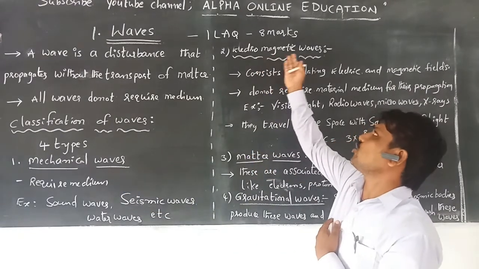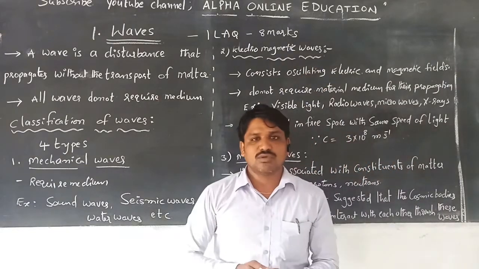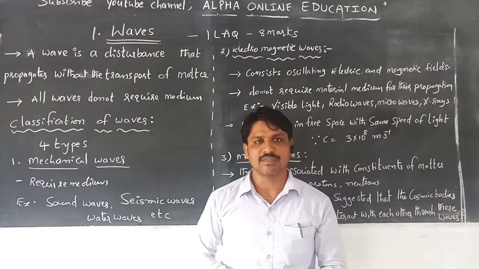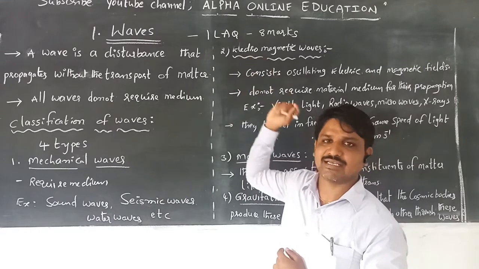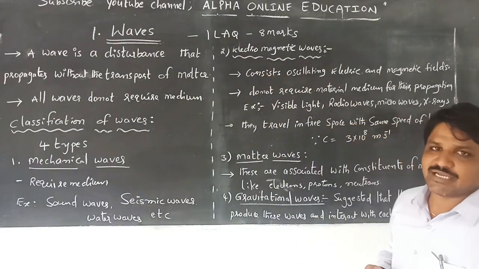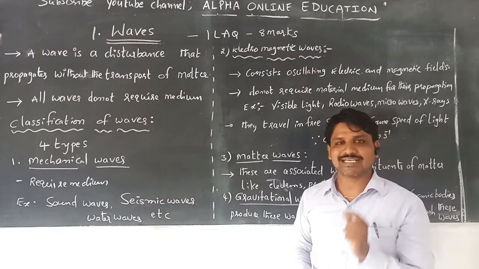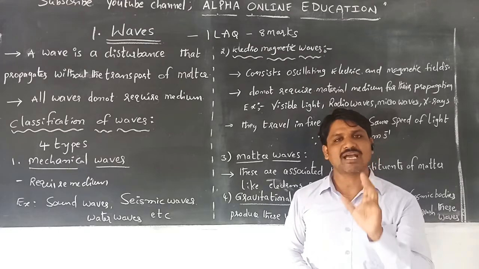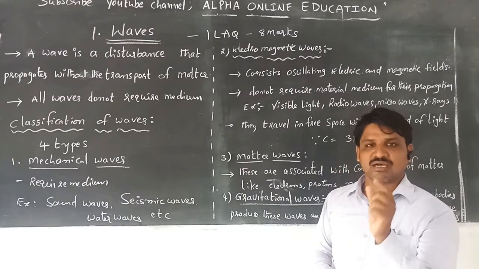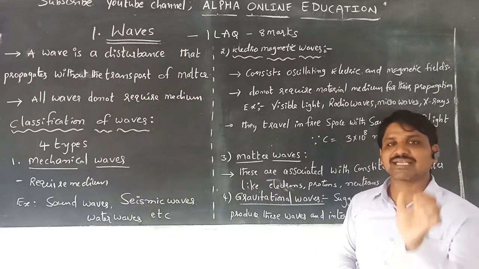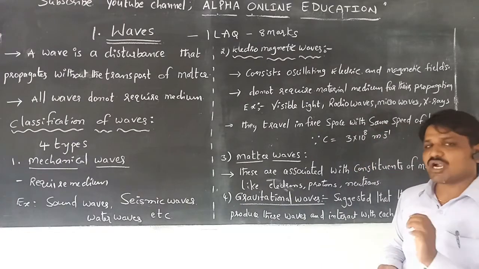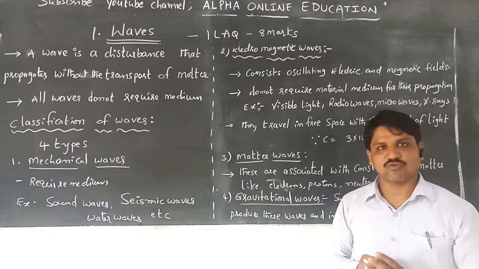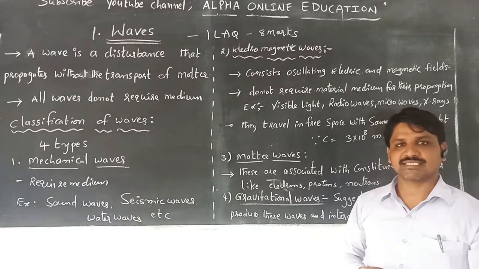Next one is electromagnetic waves. Earlier we said that the sun rays pass from the sun to the earth without requiring any material medium. Like that, electromagnetic waves do not require any material medium, and they consist of oscillating electric and magnetic fields, like visible light, radio waves, microwaves, gamma rays, X-rays, etc.